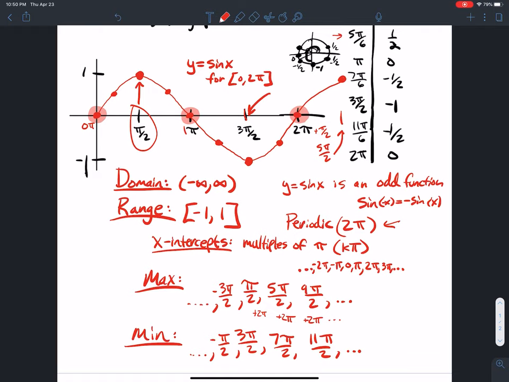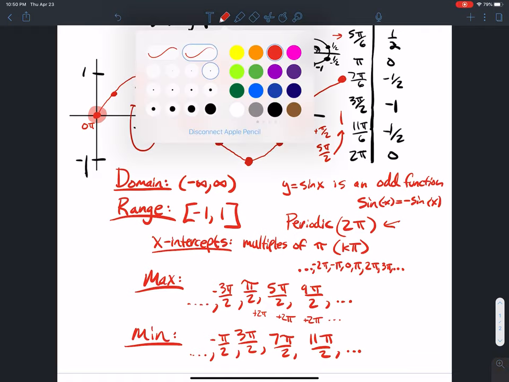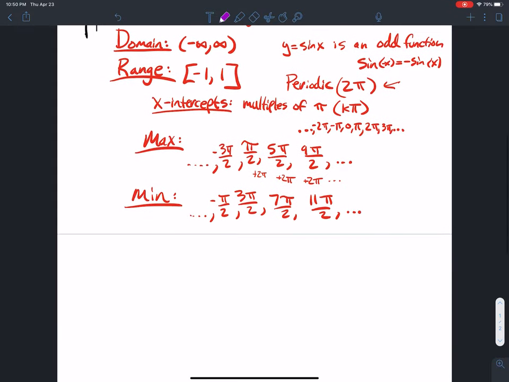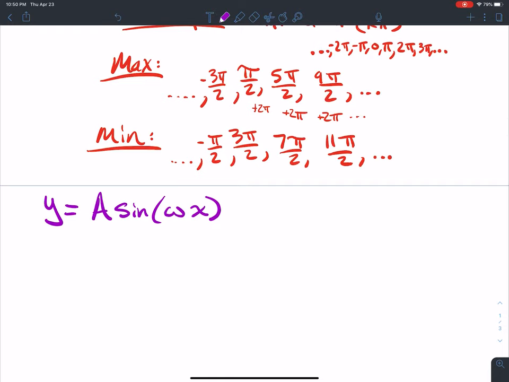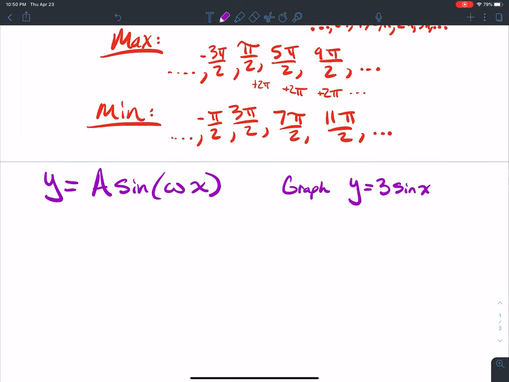So, graphing functions. Let's talk about graphing functions of the form y equals a sine omega x: a number in front of the sine, and inside the argument, a coefficient in front of the x, using transformations. What I want to do first is graph y equals 3 sine of x using transformations. So how are we going to do this?